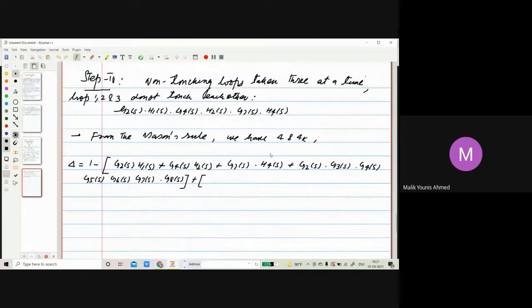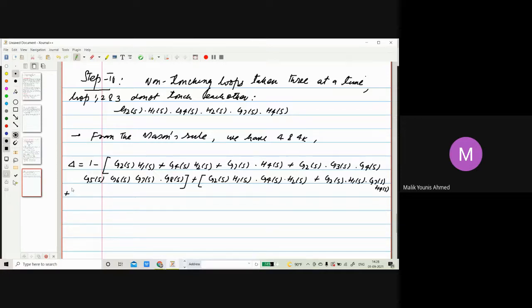So non-touching loops taken two at a time. It will be G2 of S, H1 of S multiplied by G4 of S and then H2 of S. Okay, next plus G2 of S, H1 of S multiplied by G7 of S, and here we can write H4 of S there only.